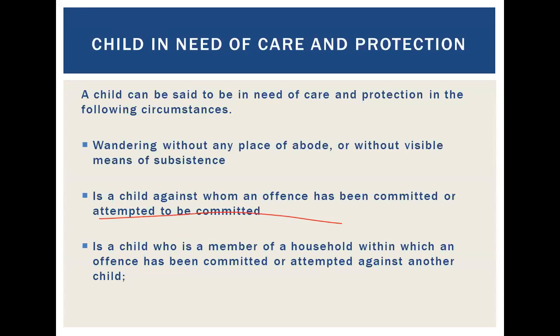So if you are the neighbor of a child who has been abused, an offense has been committed against that child, it was not reported, the abuser is still within the household, and you know for a fact that the likelihood of this happening again is very high, then it is your responsibility as an adult to try to protect that child by reporting it to the necessary authority. And there are confidential ways in which you can report information without having to identify yourself.